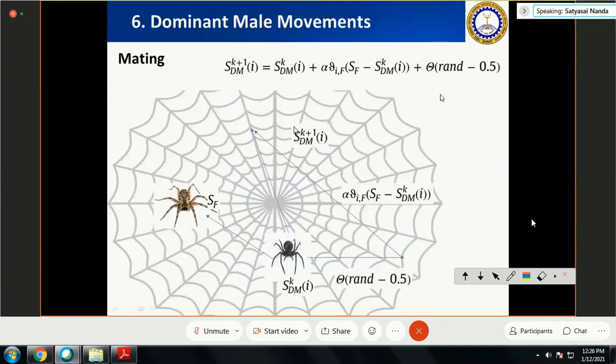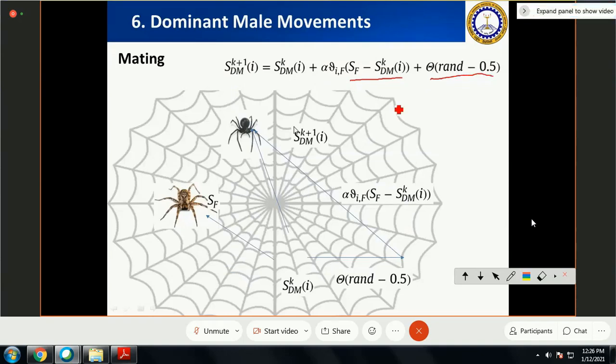And the dominant male spiders move towards the female spiders for mating purposes. Over here in this update equation, you can observe that the relationship between the female spider and the dominant male spider has been established. And that is the update of the spider movement. In both the equations random numbers also play a role, so a random phenomenon has also been associated here.